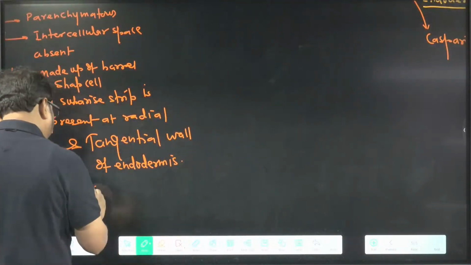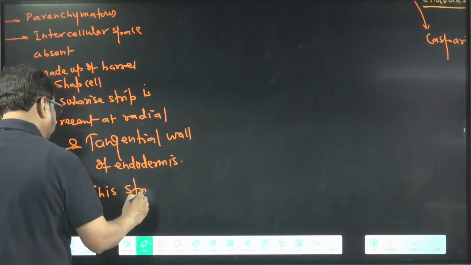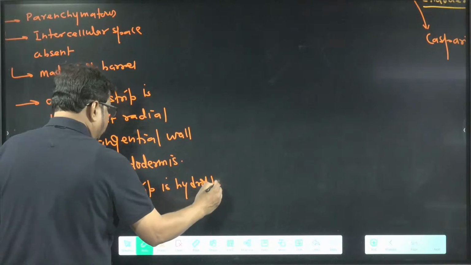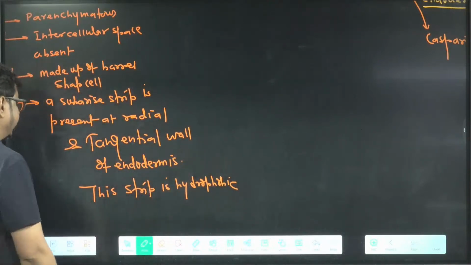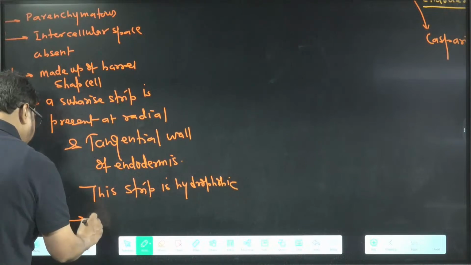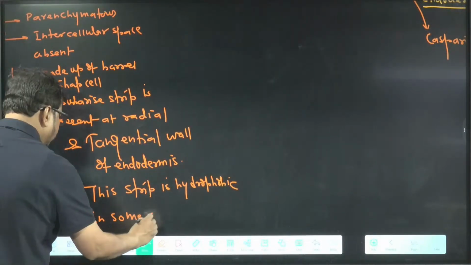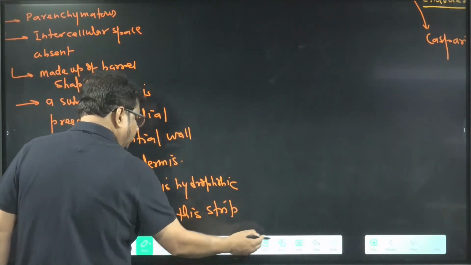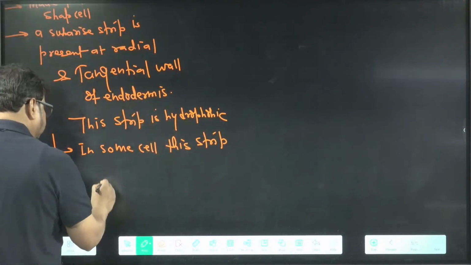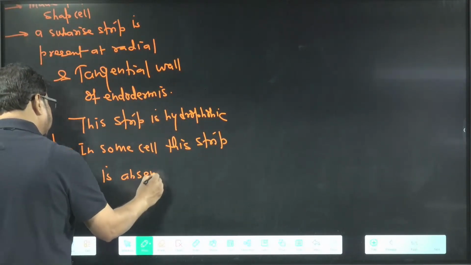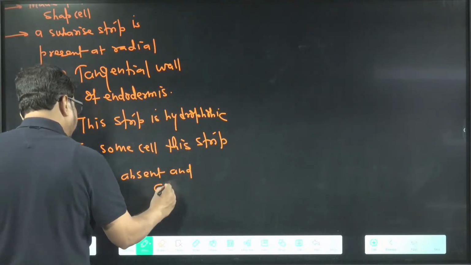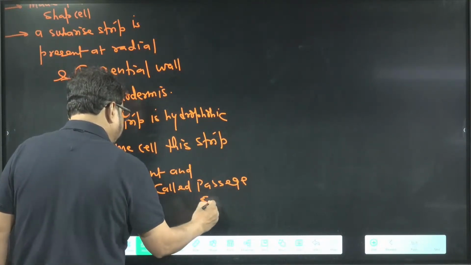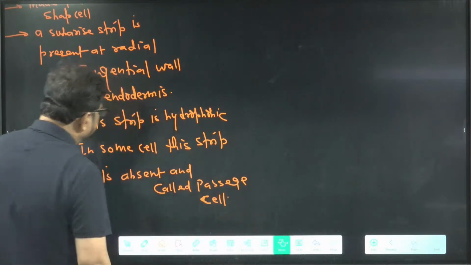And this strip is a hydrophobic layer. Hydrophobic, because it is made up of which one? Suberin. Understanding the idea or not? In some cells, this strip is absent and called passage cell. So the cell where Casparian strip is absent is basically the passage cell. Understanding the idea or not?